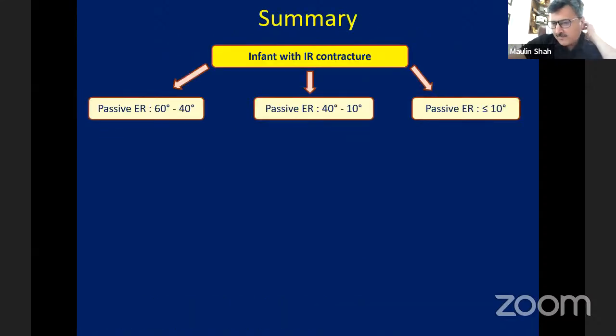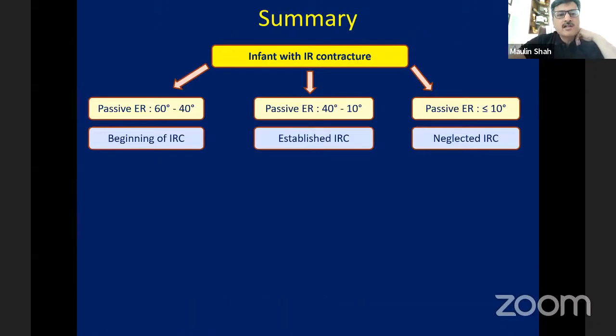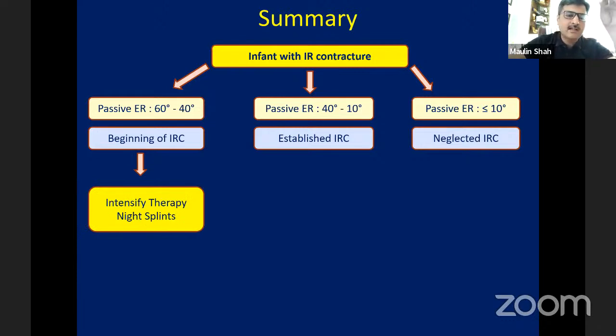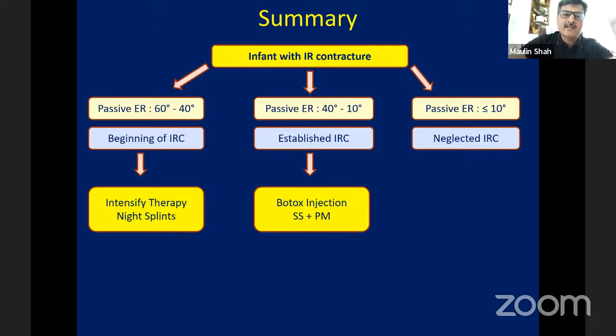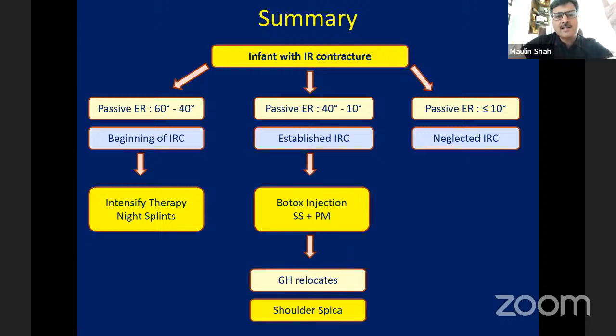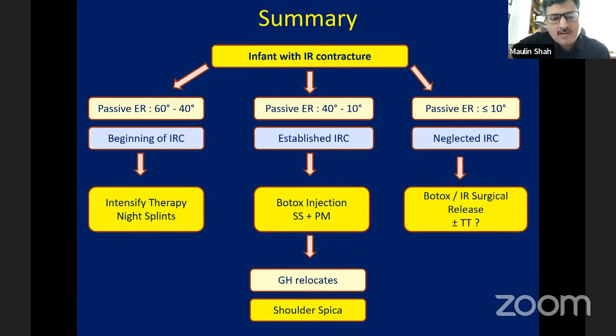We define infants with internal rotation contracture based on the degrees of passive external rotation. When passive external rotation is between 60 and 40, I term it as the beginning of internal rotation contracture, where you have to intensify therapy, talk with your physiotherapist, and night splint should be advocated. When passive external rotation is between 40 degrees and 10, we term it as an established contracture. You have to treat it very aggressively, and you can give Botox in subscap and pec major.